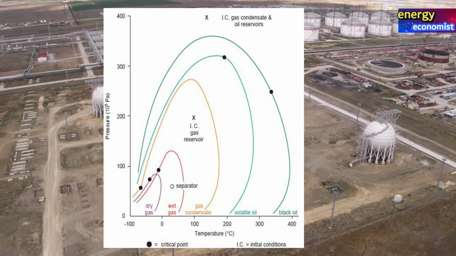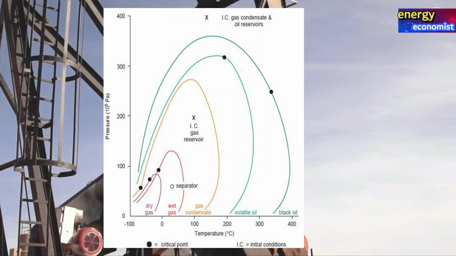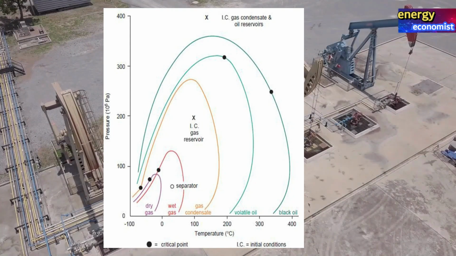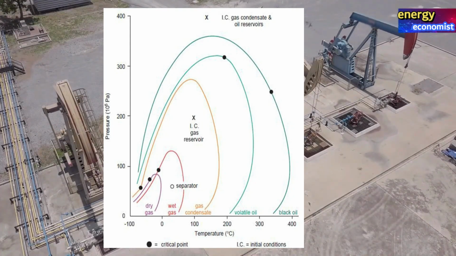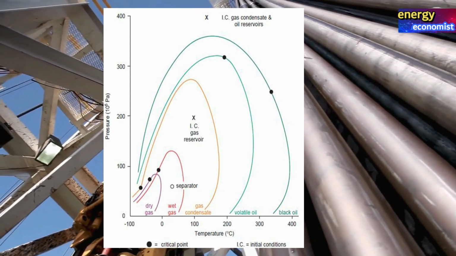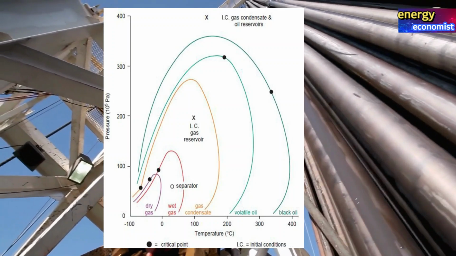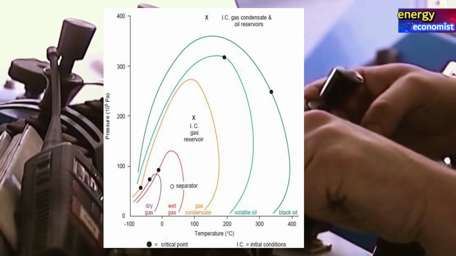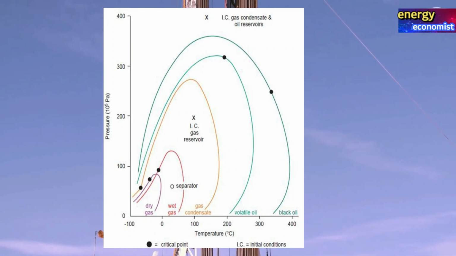Volatile oils are known as high shrinkage oils because they liberate relatively large amounts of gas either in the reservoir or the separators, leaving relatively smaller amounts of stabilized oil compared to black oils, also called low shrinkage oils.